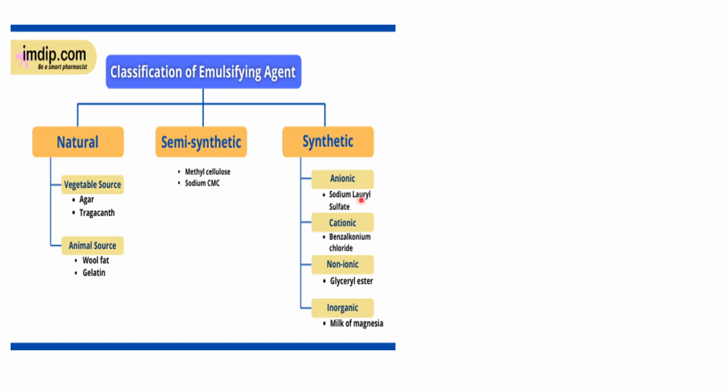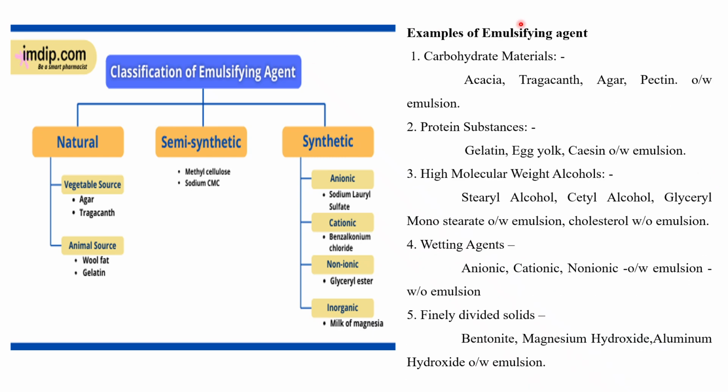The most famous anionic one is sodium lauryl sulfate. Cationic is benzalkonium chloride. Non-ionic is glyceryl ester, and milk of magnesia is an inorganic emulsifying agent. So these are the examples. As I mentioned earlier, proteins are used as emulsifiers, carbohydrates, etc.